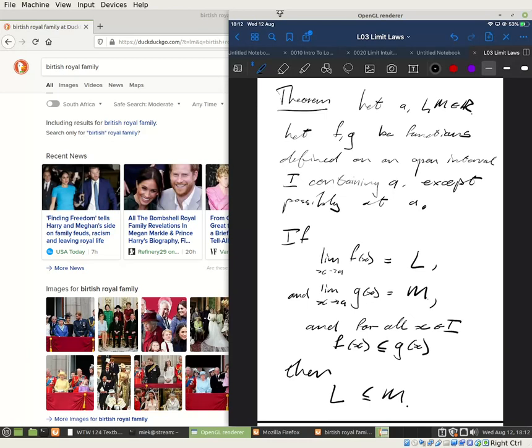Okay, let's take a look at this theorem. So let A, L, and M be real numbers. Let f and g be functions defined on an open interval I containing A, except possibly at A. This theorem says if the limit of f is L and the limit of g is M, and for all x in I, f of x is less than or equal to g of x, then the limit L is less than or equal to the limit M.